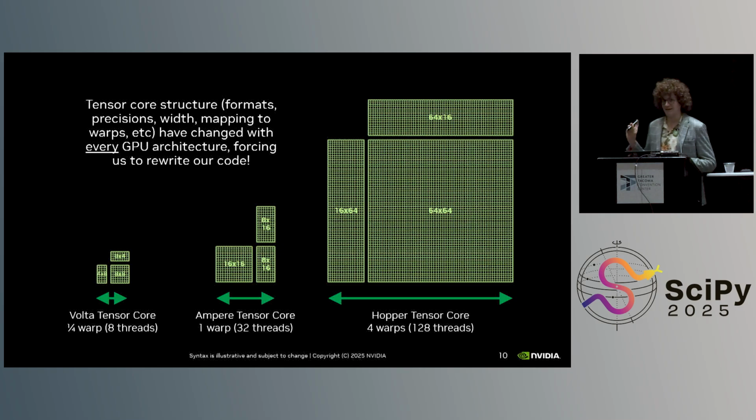NVIDIA GPUs have had tensor cores to accelerate operations like matrix multiplication and convolutions since the Volta architecture about 8 years ago. And in every GPU generation since they were released, the structure of the tensor cores has changed. The formats, the precisions, the width, the mapping of tensor cores to threads are all different across architectures. And this has forced users to rewrite tensor core code for every new GPU that we release.